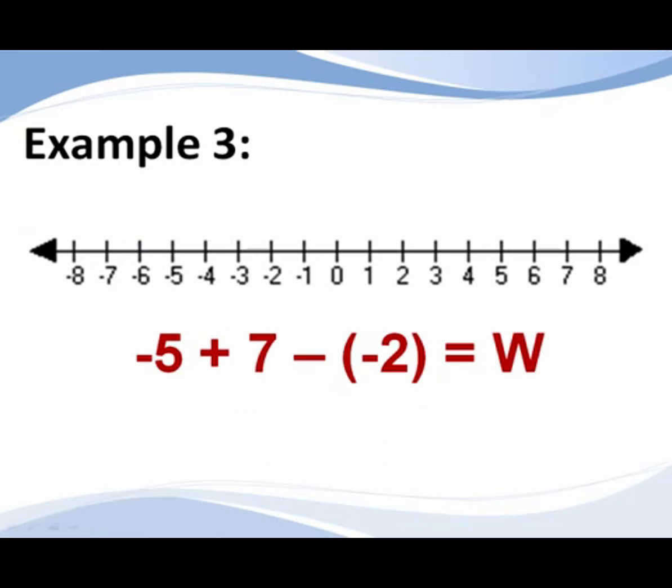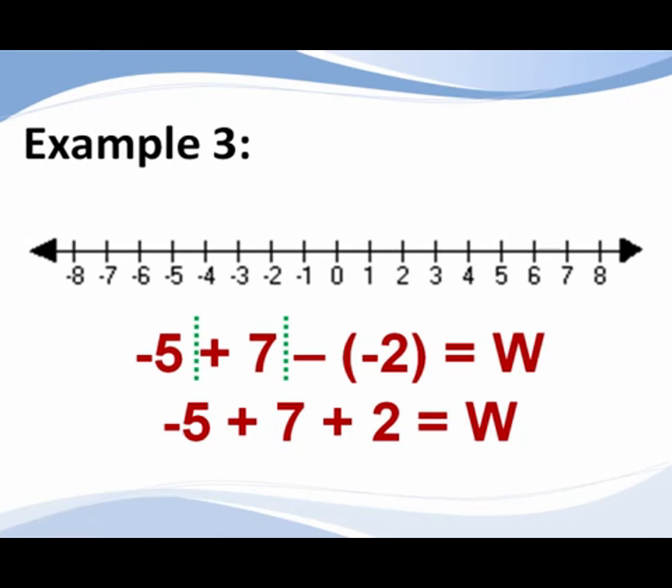One more for demonstration purposes. What is -5 plus 7 minus a -2? Again, let's consider the elements rather than the problem as a whole. We are really looking at combining -5, +7, and a +2. Because remember that 2 negatives is equal to a positive.